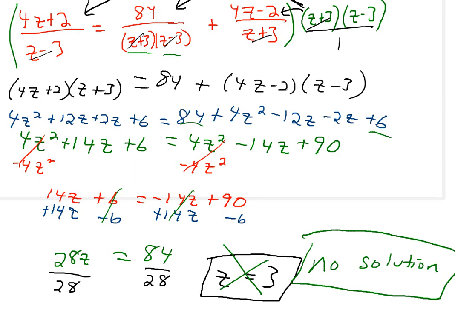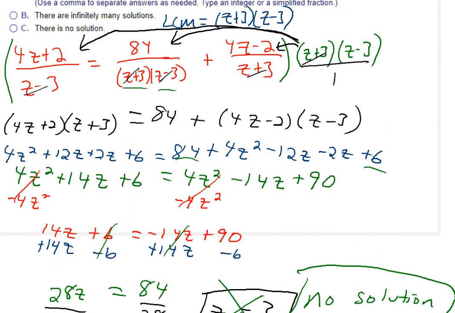So the final answer we're going to select here in Math Excel is going to be this one here, option C. There's no solution to this equation.